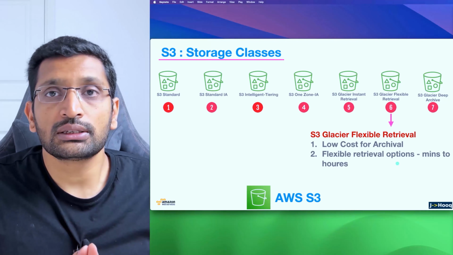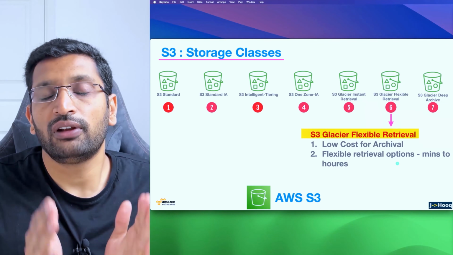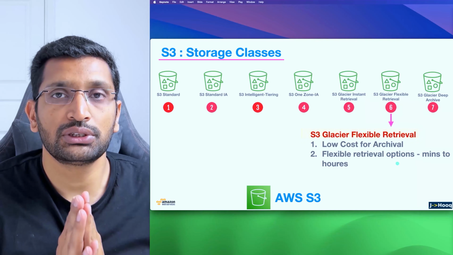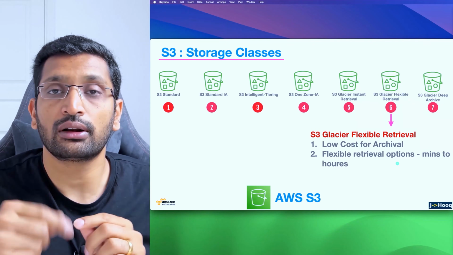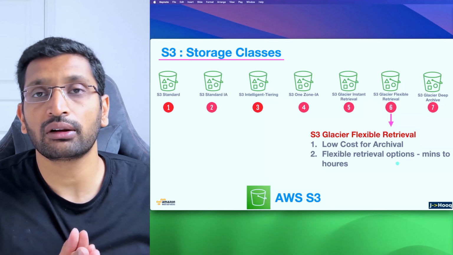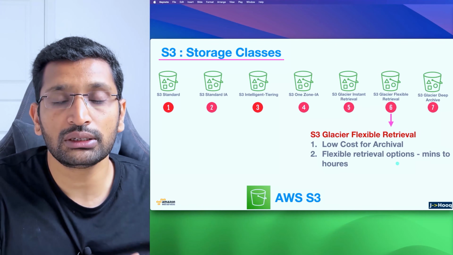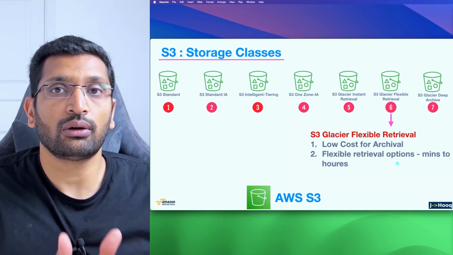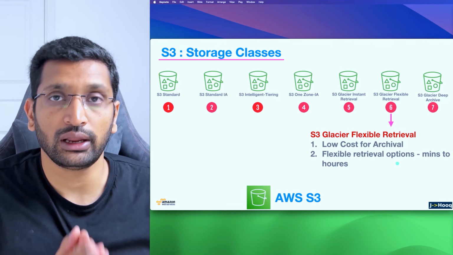Now sixth on the list is S3 Glacier Flexible Retrieval. Again, the only characteristic which changes here is the retrieval time. Here you have the flexibility to change the retrieval time, which can vary from minutes to hours. And again, we are just focusing on retrieval of our archival data.